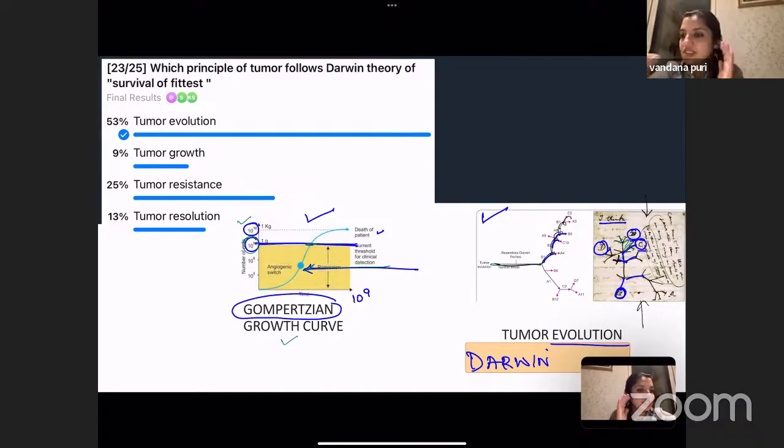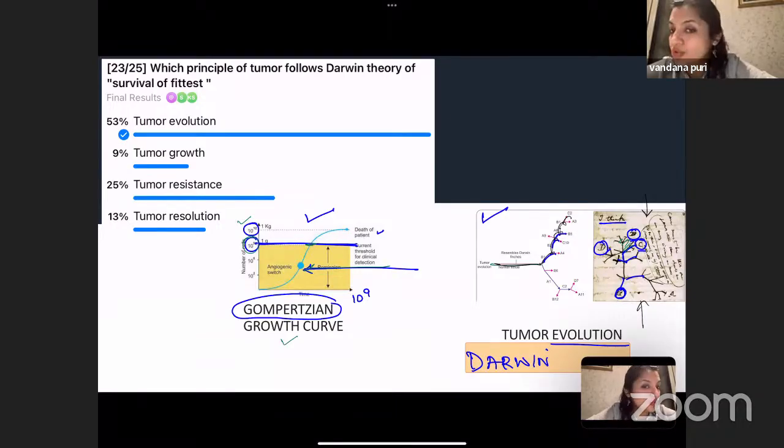So the first change that causes cancer is the driver mutation, and in the bus, a lot of passengers sit. The more the number of passengers, the more the profit in the bus. The same thing happens in a tumor. The first mutation that causes cancer is your driver mutation, and the extra mutations that occur are passenger mutations. So this is what you should know. That is, tumor evolution follows Darwinian principles.